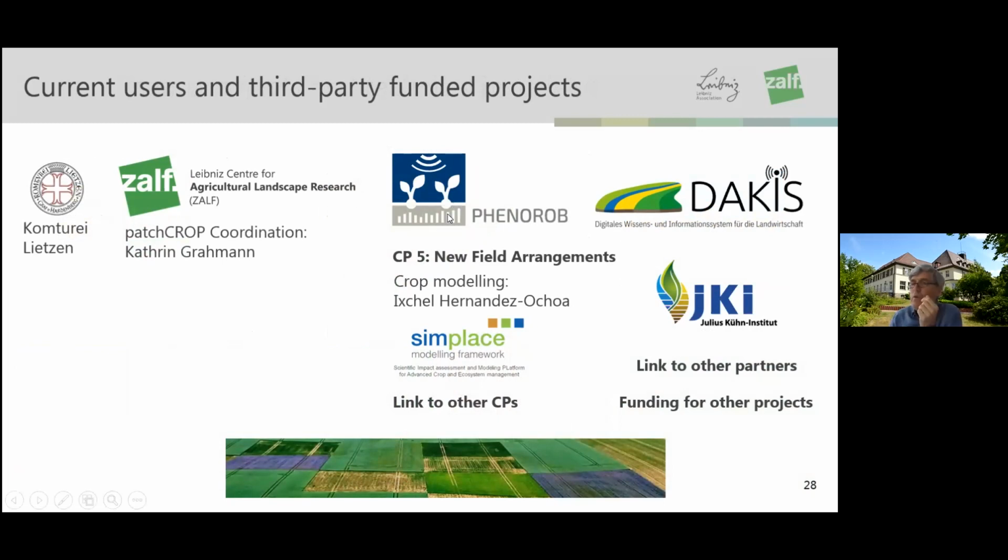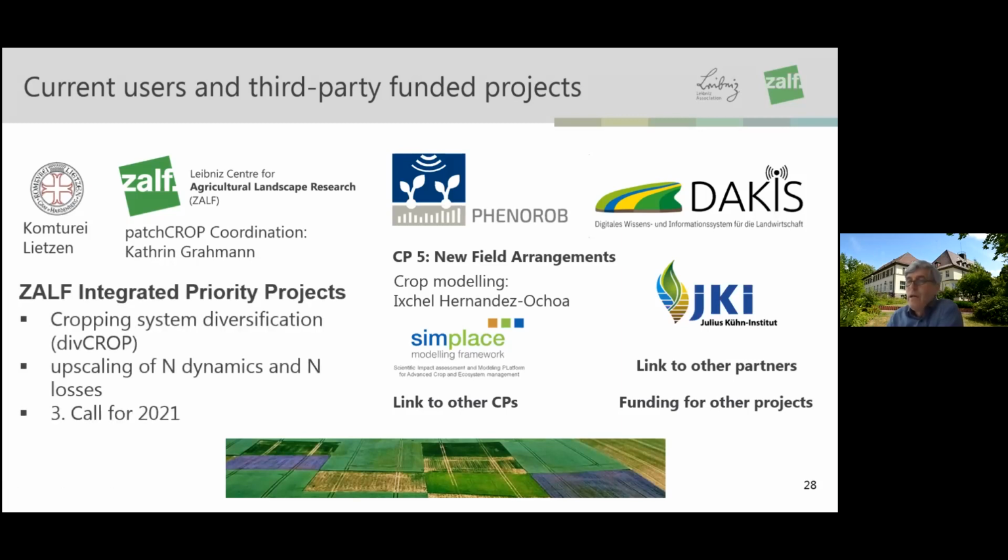And as far as FENOROB is concerned, we have a close link to core project 5, new field arrangements. I want to mention here Ixchel as well. She takes care of the modeling work using the SimPlace modeling framework that we have developed in our group in Bonn. But there are increasing links also to other CPs, and that's very good to see. We also have a link to other projects. I want to mention here the Darkest project, and other partners, and that is gradually increasing.